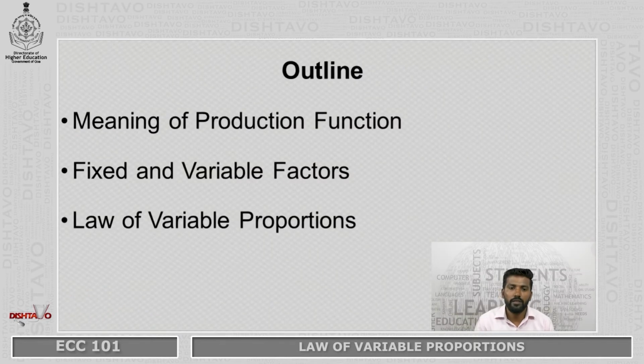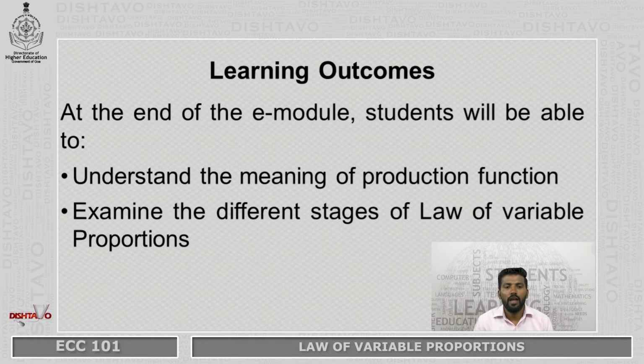The outline of the presentation is as follows: meaning of production function, fixed and variable factors, and law of variable proportions. At the end of the module, students will be able to understand the following learning outcomes: the meaning of production function, and to examine the different stages of law of variable proportions.